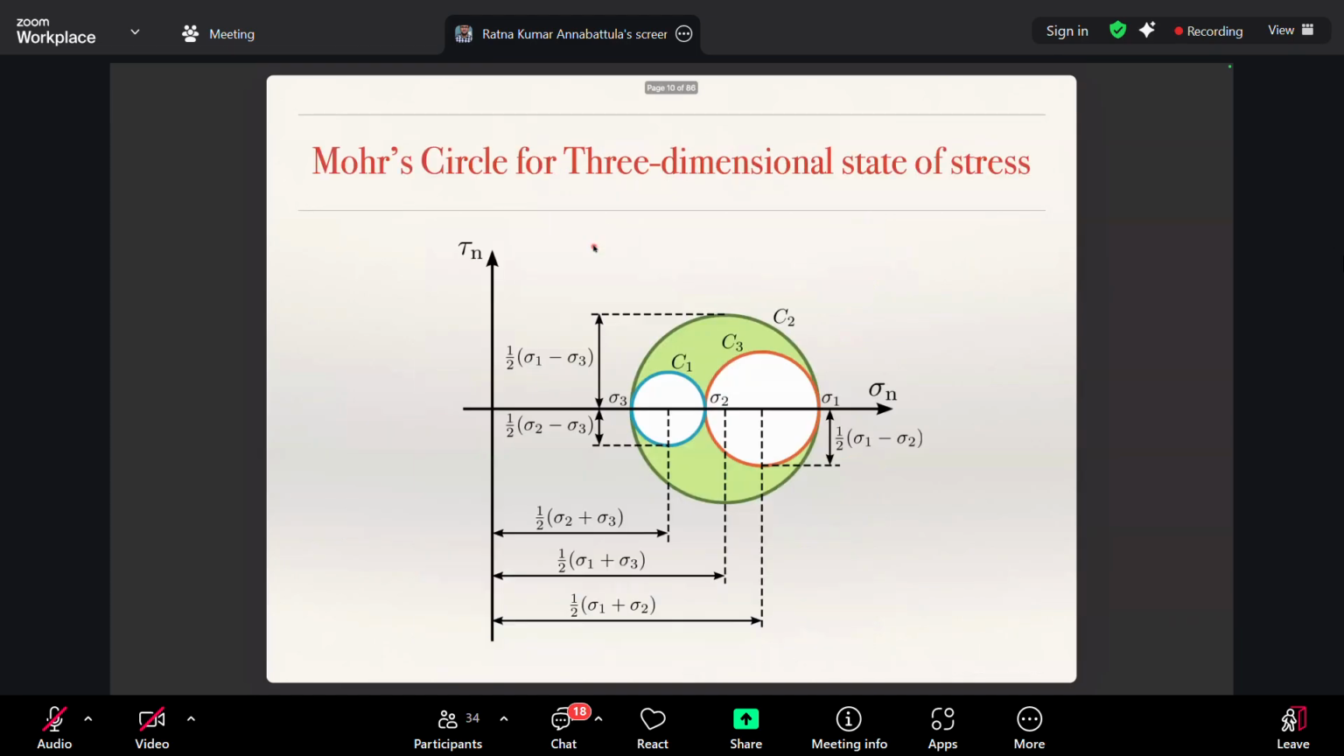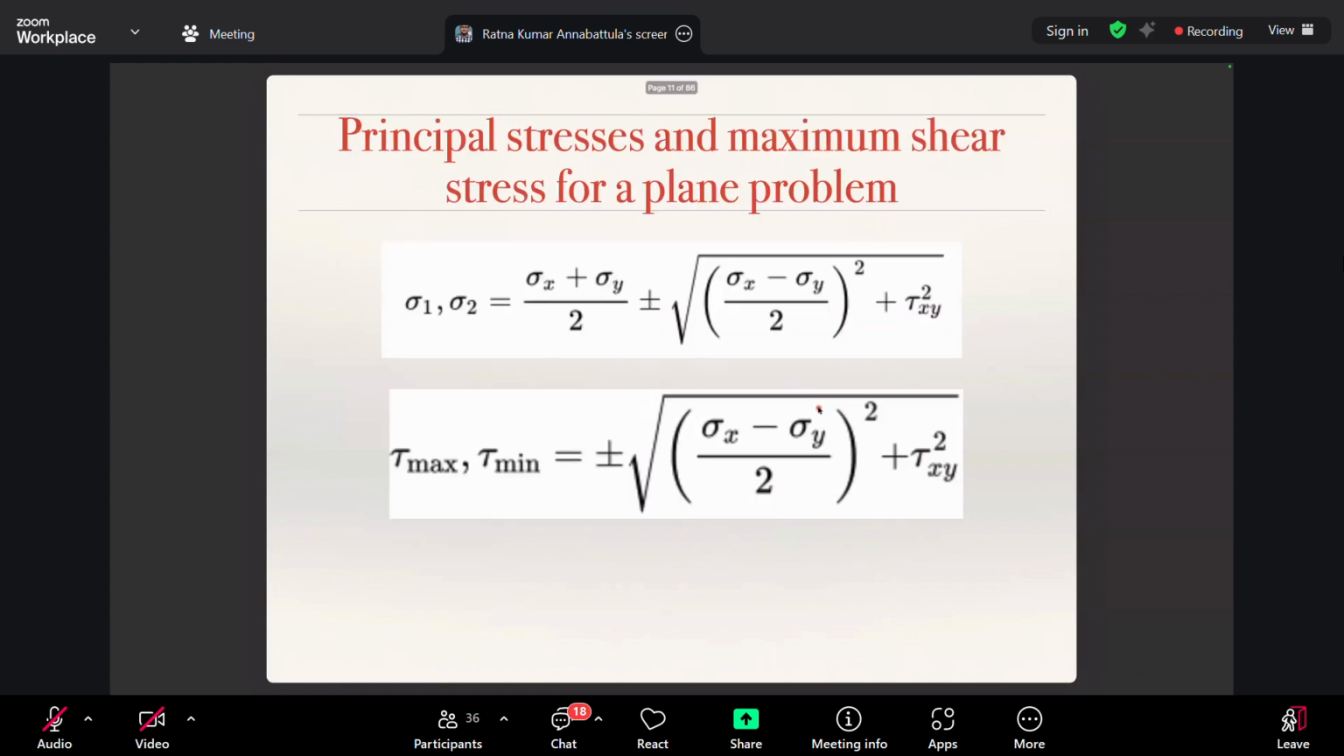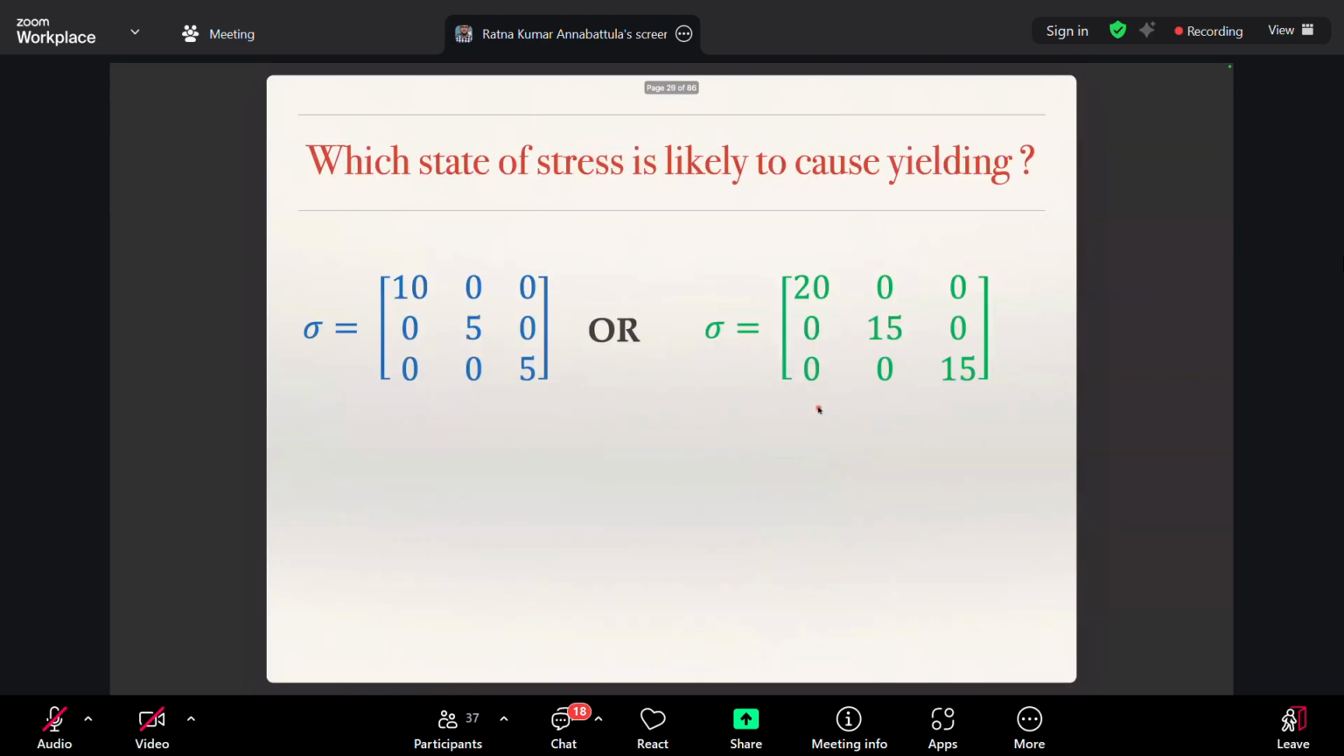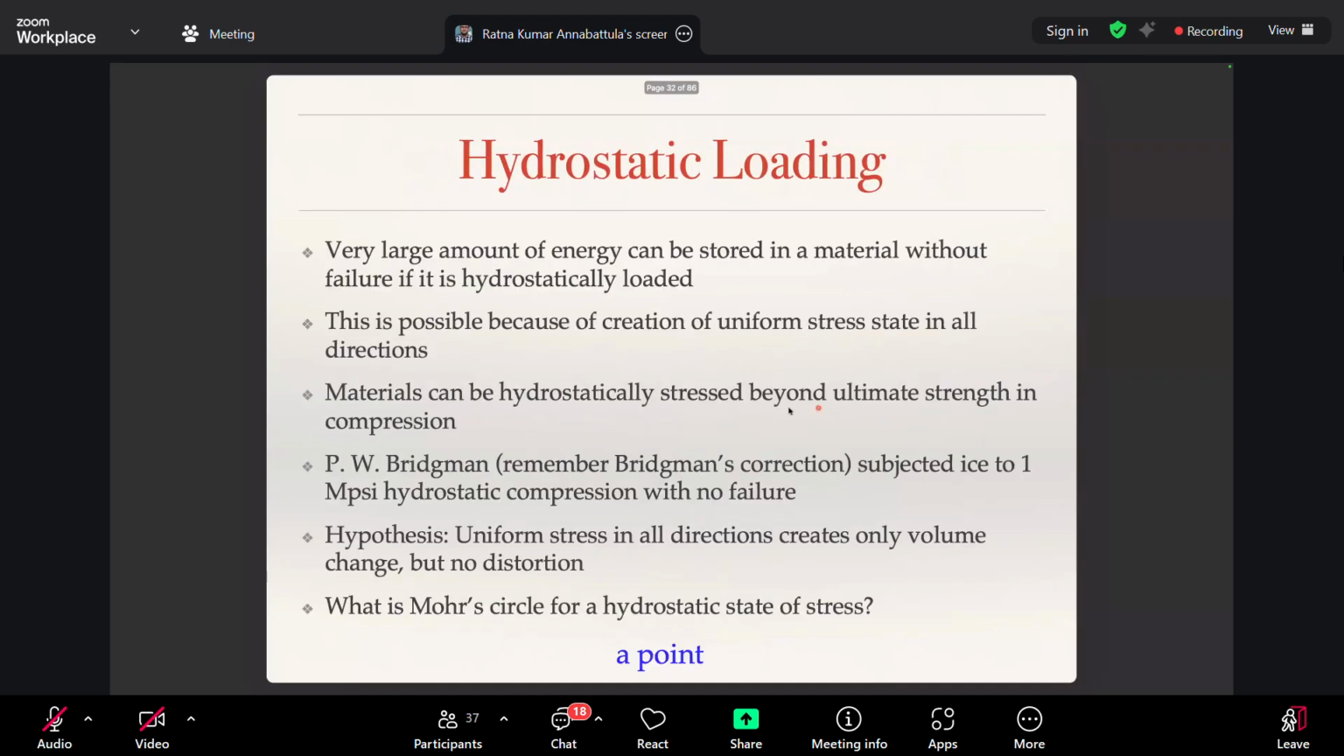But if you have a hydrostatic state of stress, sigma 1 is equal to sigma 2 is equal to sigma 3, then you will have a point, because the circle has 0 radius. That means there will be a point for the Mohr circle, which means there is no plane that experiences shear. If there is no plane in the material that is experiencing shear, then there is no shape change. So that is the idea of this concept of hydrostatic stress.